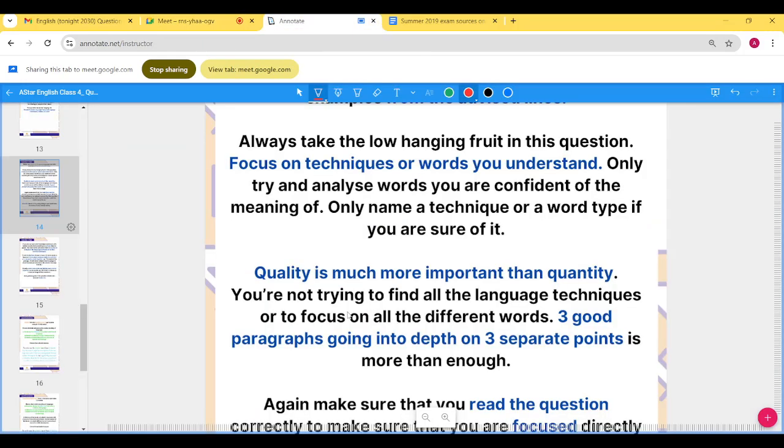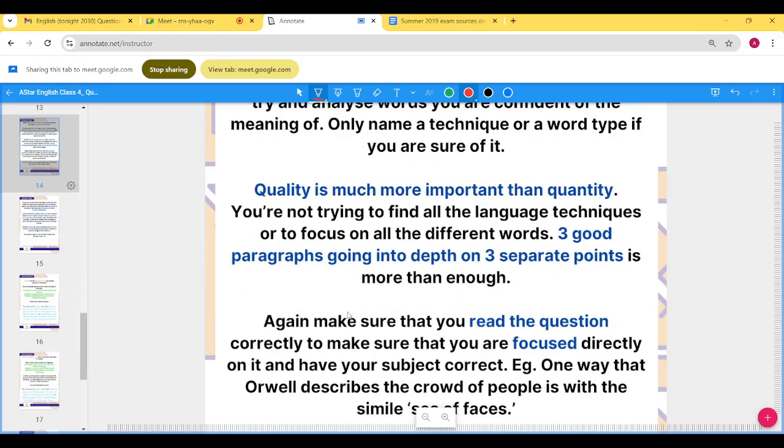Coming on from this, quality is much more important than quantity. I mentioned this before. You're not trying to find all the language techniques. You could get a paragraph which has 20 language techniques. You're not possibly going to be able to talk about 20 techniques in depth in the time available. Three well-developed points, three paragraphs, will be more than enough. In some cases, you might only have time for two paragraphs. And within a paragraph, you might just mention one phrase and zoom in. It's possible you'll corroborate it with something else which you don't go into in as much depth. It could literally be three phrases you dive into in depth within your answer.